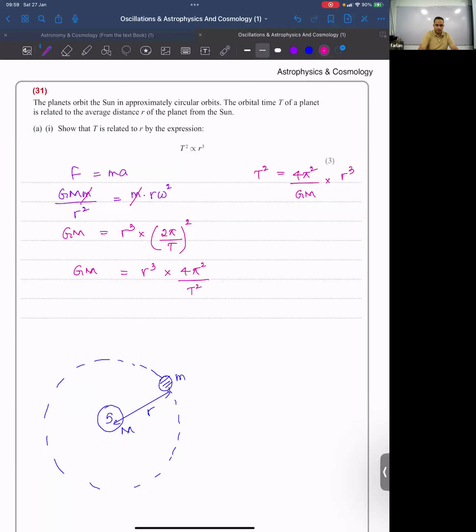So now look at this, guys. Look at my argument. Whatever the planet that you take which is orbiting around the sun, whether it is Jupiter or Mars or Earth or Uranus or whatever, G is anyway a constant, M is anyway a constant, capital M here is the mass of the sun. So the mass of the central body is anyway constant for any planet that you apply here.